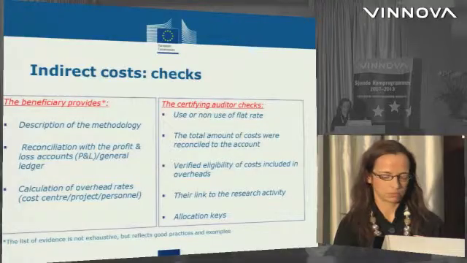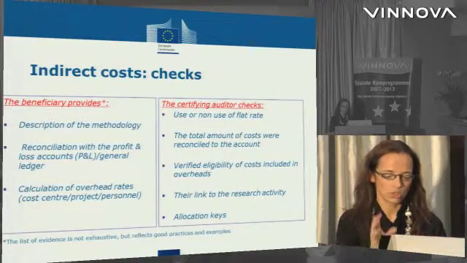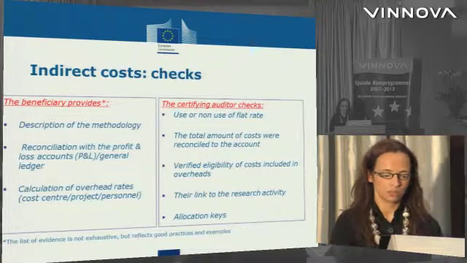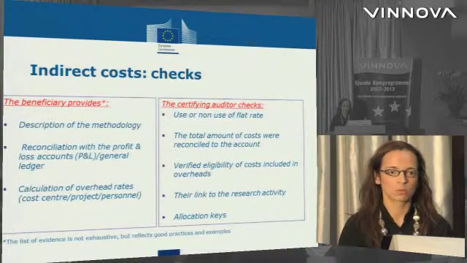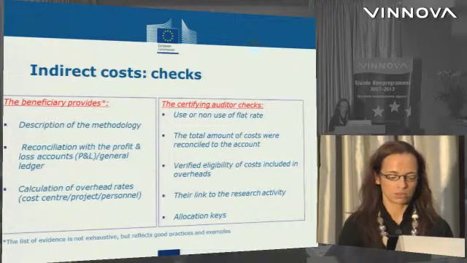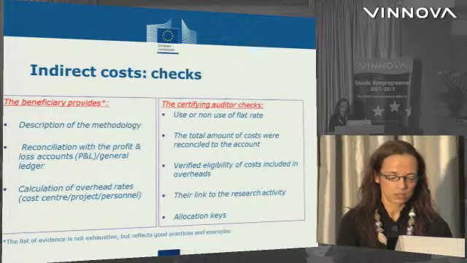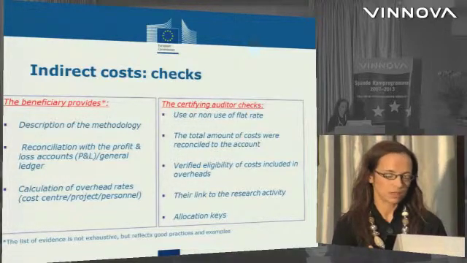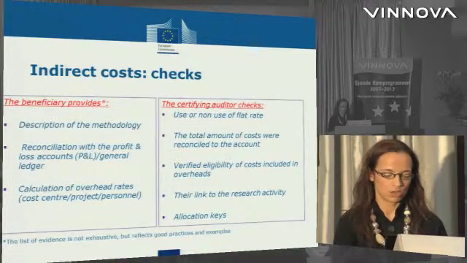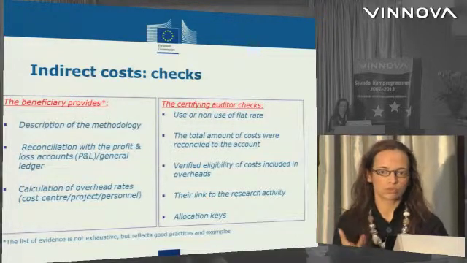The checks that need to be done for indirect costs, and this assuming that, well, more or less assuming that there is analytical accounting, you have a description of the methodology. The beneficiary needs to provide to the auditor the description of the methodology of calculating the indirect costs. They need to be reconcilable to the profit and loss account and general ledger. And they need to present us, the beneficiaries, with the calculation of the overheads rates. How do they calculate it? How do they come to an overhead rate?